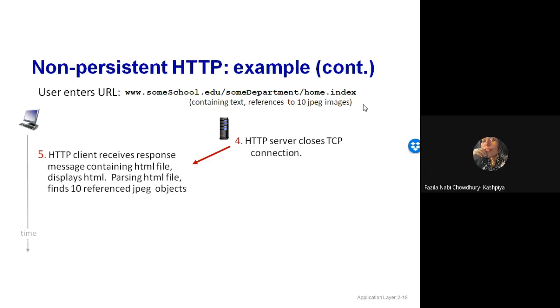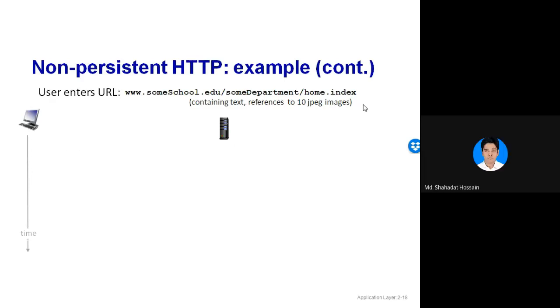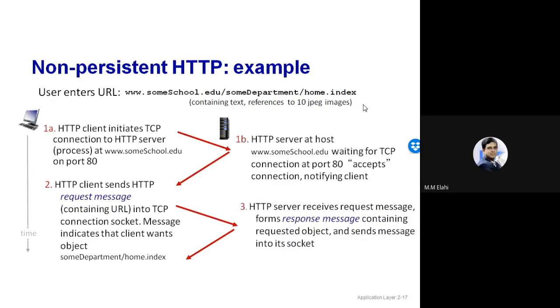Yes, sir. Okay, now step 5 says for the 10 remaining JPG objects, you have to repeat 1, 2, 4. Now what will happen when we convert this example to persistent? Where will it be changed? What step will be changed? Step 4, sir. Very good, step 4 will be changed. Steps 1, 2, 3 will not be changed, right? Yes, sir.